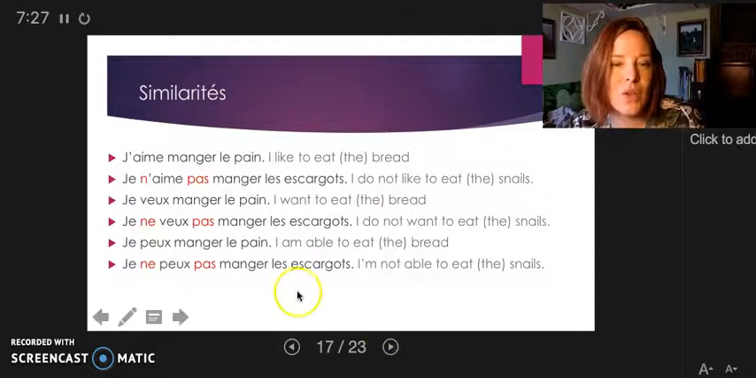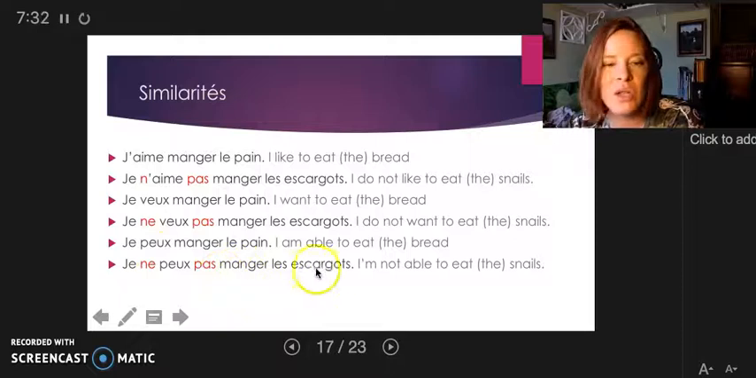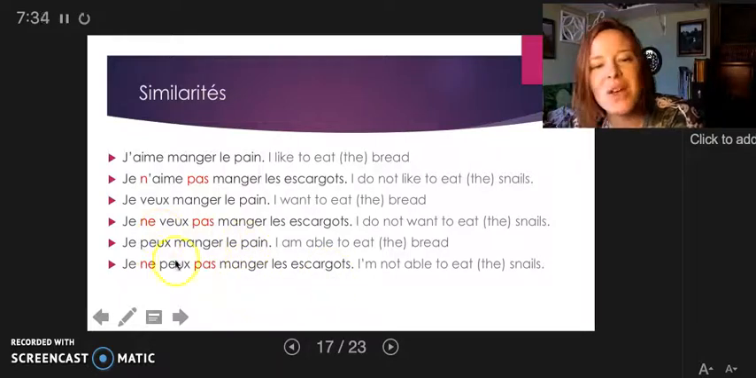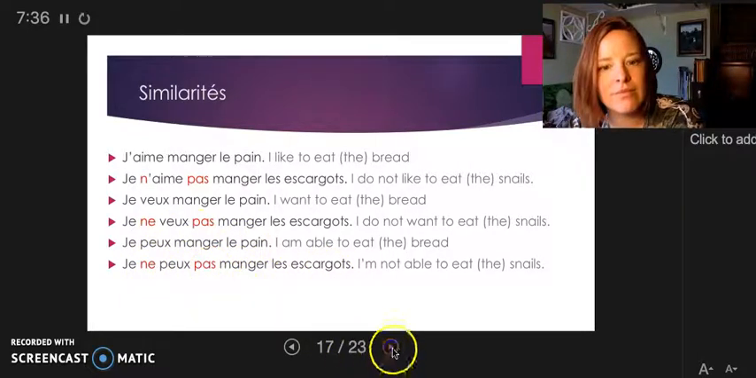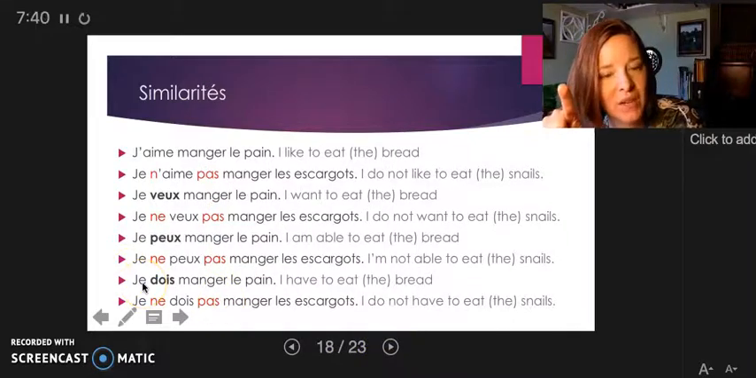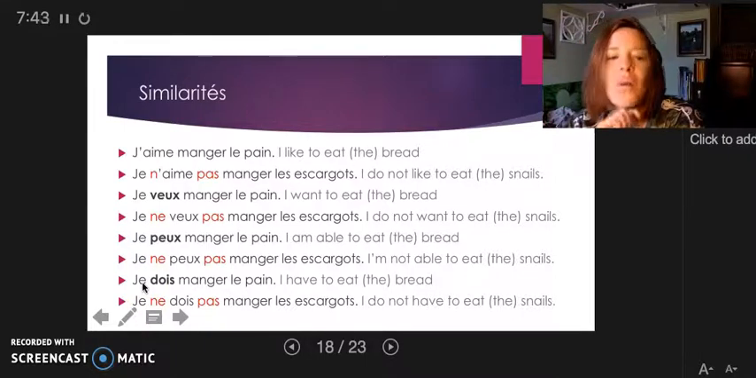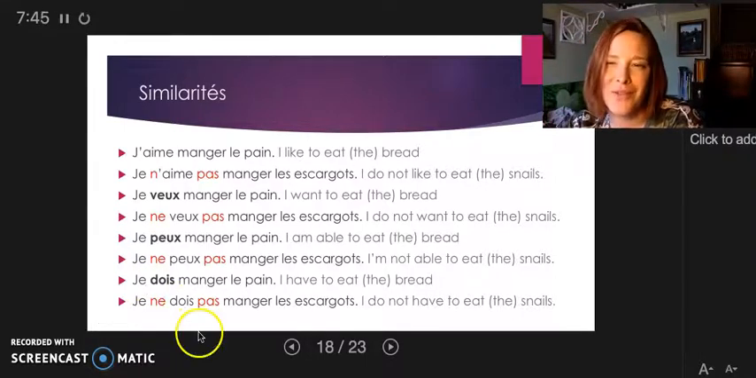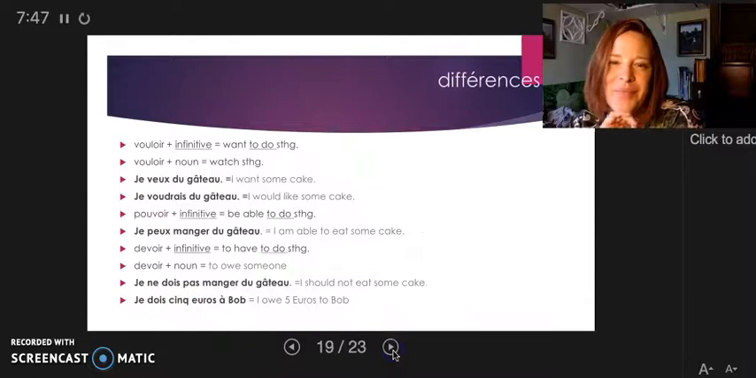So notice I can do the same thing with peut. Je peux manger le pain. Je ne peux pas manger les escargots. So I can eat the bread, I can't eat the escargot. Similarly with dois, je dois manger le pain, I have to eat the bread. Je ne dois pas manger les escargots, I do not have to eat the snails.